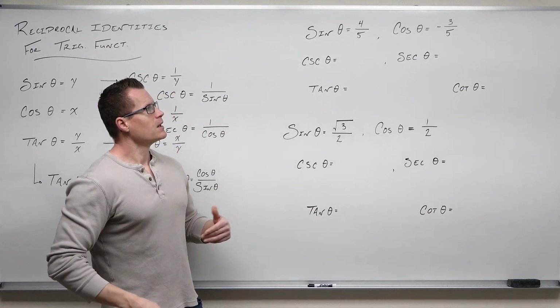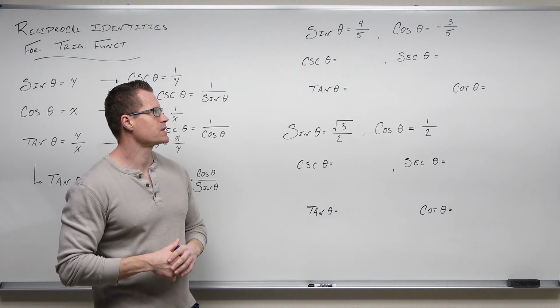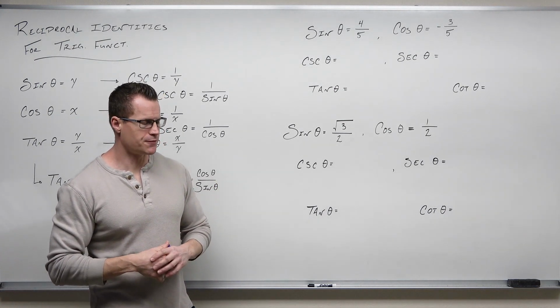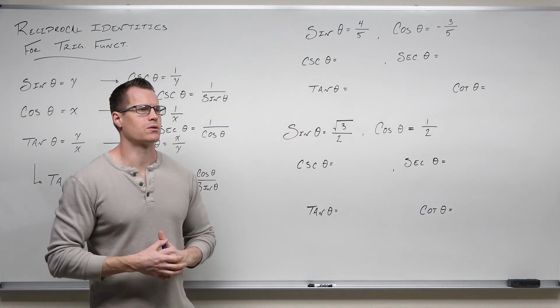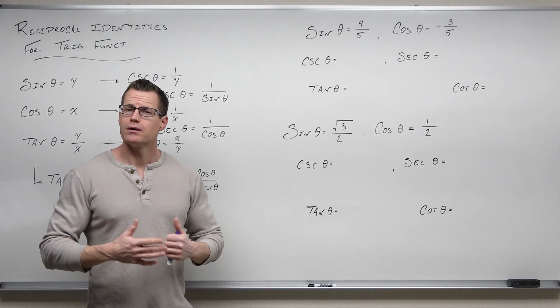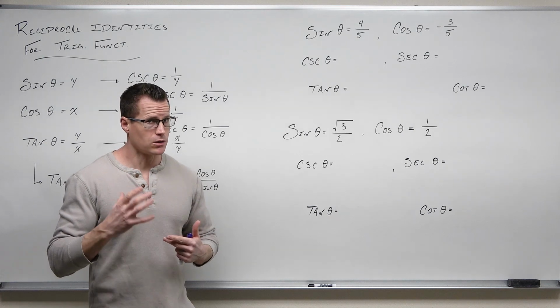So let's look at this angle. Sine of this angle is 4/5, and cosine of this particular angle theta is -3/5. They're asking you to find the rest of those 4 basic trig functions. You go, okay, is it that hard to do? Not really. Work your way through with the reciprocal identities. Now, we're going to talk a lot about this.